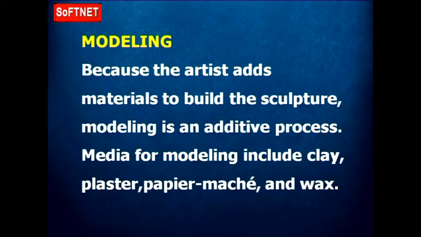Media for modeling include clay, plaster, paper mache, and wax. So when you model, you can use wax. People use wax for modeling and then later cast it in bronze. And you can also use plaster of Paris to model a sculpture, right? Before it gets dried, you can actually model a sculpture. And paper mache is another very convenient material for modeling.